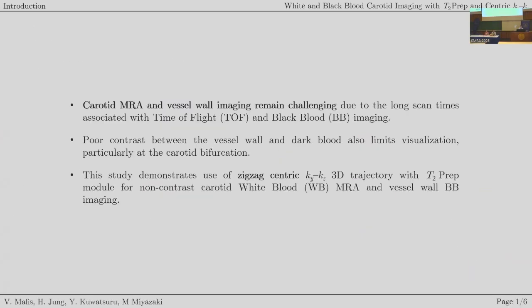So carotid MRA and vessel wall imaging remain challenging due to the long scan times associated with time of flight and black blood imaging. Poor contrast between the vessel wall and dark blood as well as the surrounding tissue limits the visualization. This study demonstrates use of a zigzag-centric KY-KZ 3D trajectory with the T2 prep module for non-contrast carotid white blood MRA and vessel wall black blood imaging.